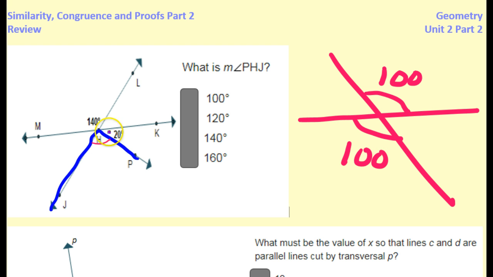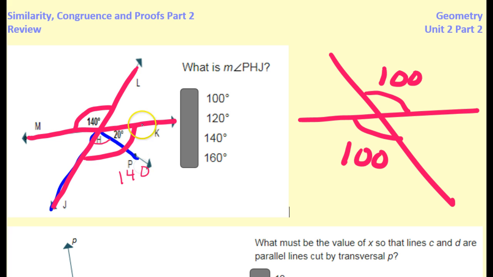So I'm mentioning that now because if you look at it just right, you can see that we have a pair of vertical angles right here. See these intersecting lines? That means that these are vertical angles. So this angle and this angle, okay, those are vertical angles. So since the upper angle is 140, that means the lower angle is also 140. So this is 140 degrees total.